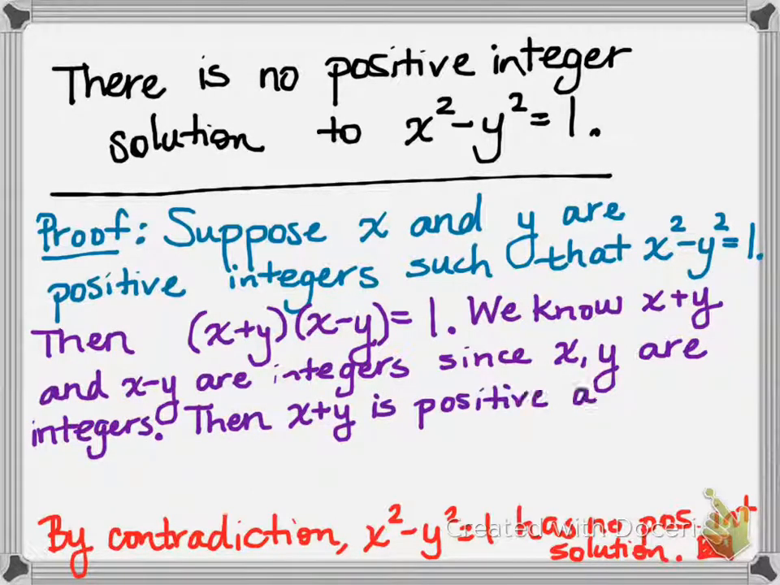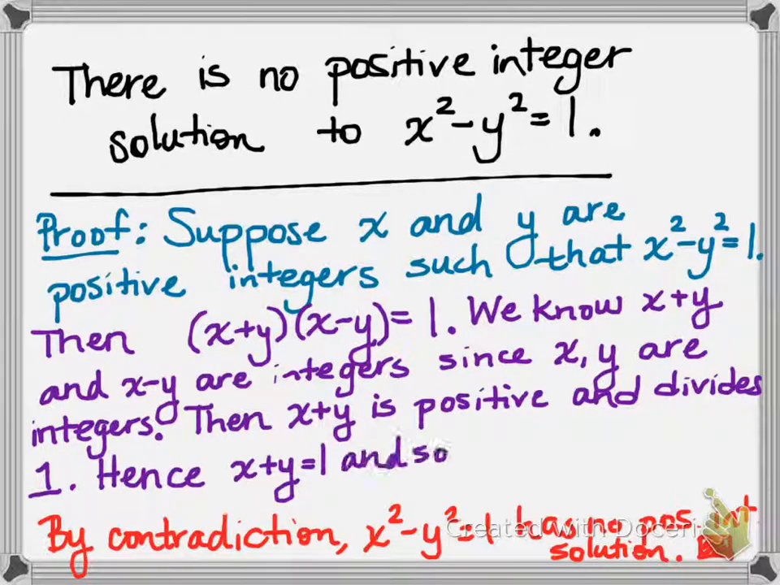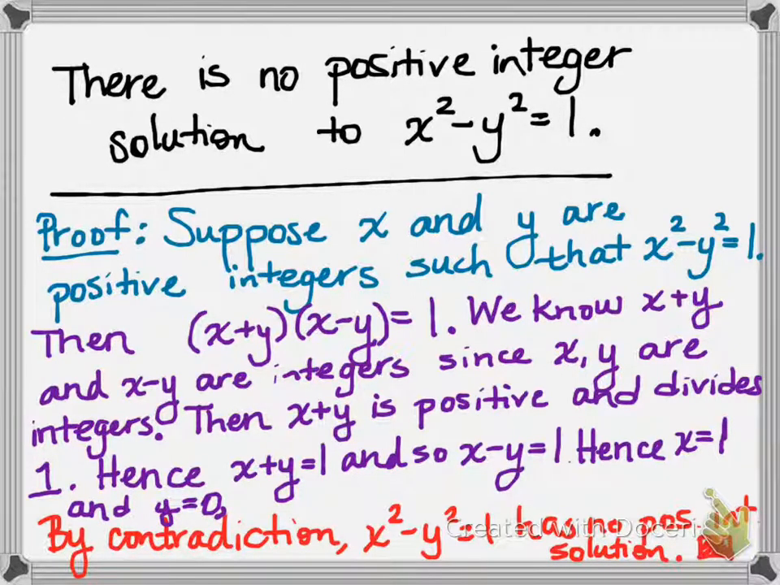Well, x plus y is a positive integer and it divides 1. So that tells us x plus y is 1. And then that means x minus y is 1 also. If we take those two facts together, if x plus y equals 1 and x minus y equals 1, it's a system of equations. And that's very easy to solve. That tells us that x equals 1 and y equals 0. Excuse me. And what's the problem with that? If x is 1 and y is 0, remember that's that solution that we talked about 5 minutes ago, because 1 squared minus 0 squared is clearly 1. That could be our solution, right?